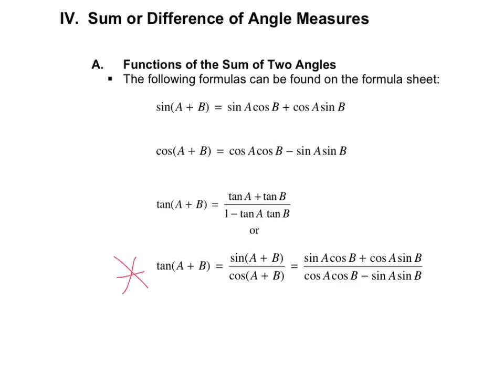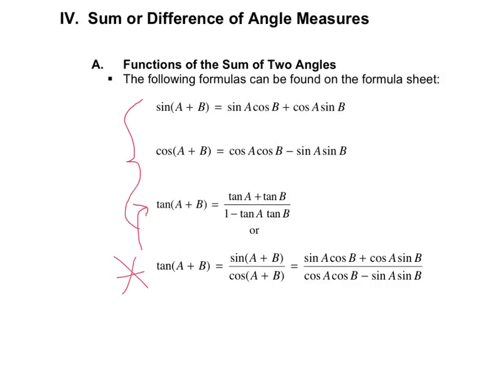This one basically is the rewrite of the one above it, showing you that tangent actually is sine over cosine. But the one above it, all the first three are going to be on the reference sheet. So again, I will give them to you on any test or quiz. All right, what do you have to know? Well, you actually have to know what they are.